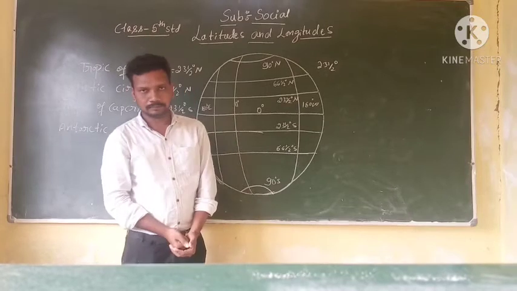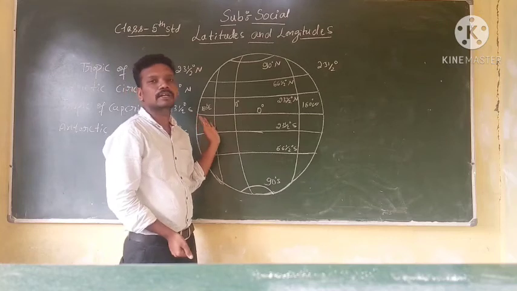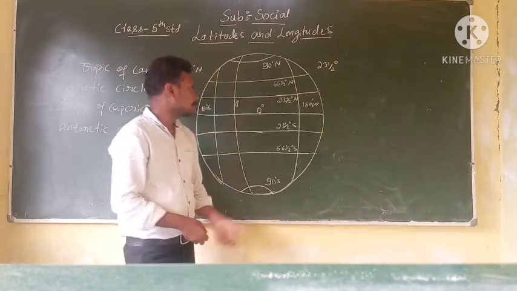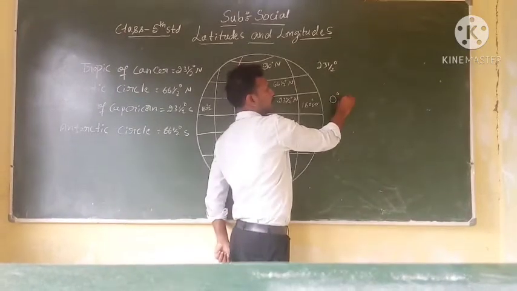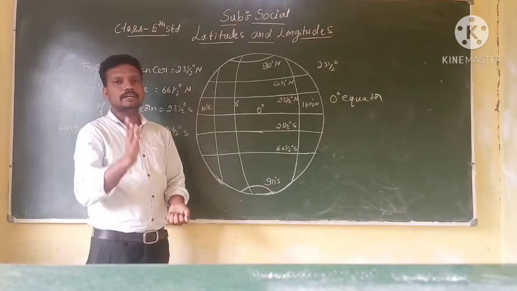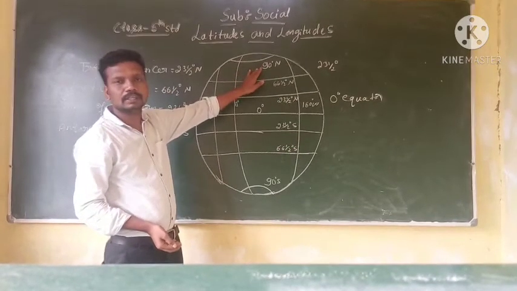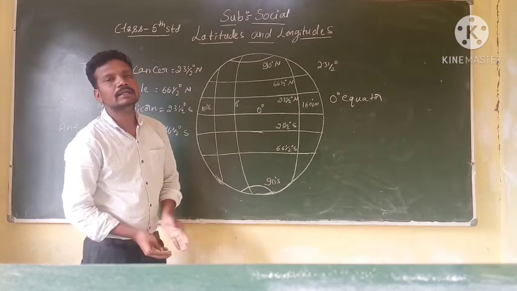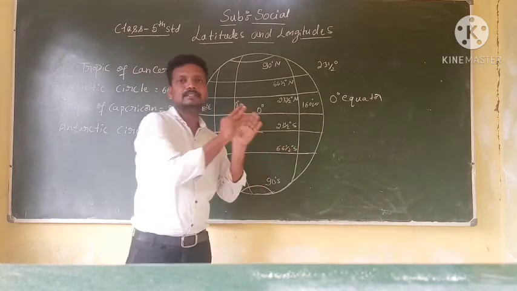latitudes. Latitudes are imaginary lines which are horizontal in nature. These lines join the east region to the west region. The important latitude of the earth is the 0 degree equator, which divides the earth into two equal halves. The top region is called the northern hemisphere and the bottom region is called the southern hemisphere.